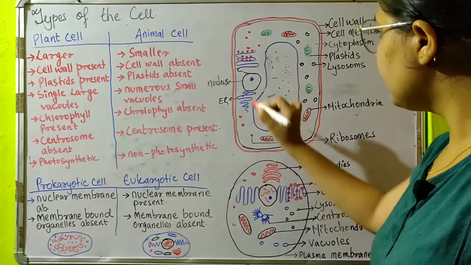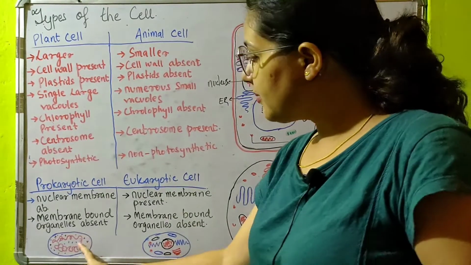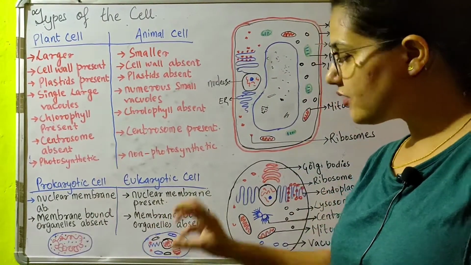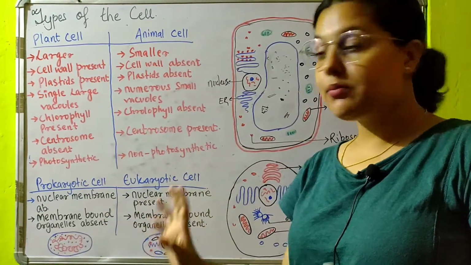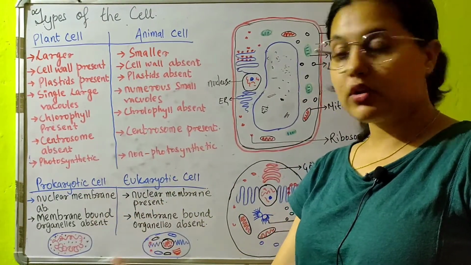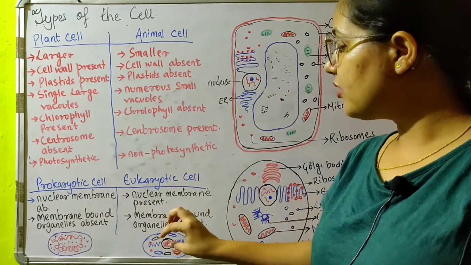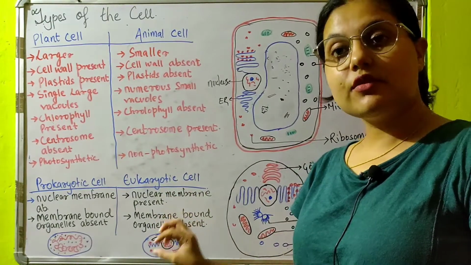There is genetic material inside the nucleus, right? See, here the genetic material is scattered all around the cell, right? But here it is concentrated at the center, isn't it? That is the main key difference. Because there is no nuclear membrane, genetic material is scattered all around the cell, but the genetic material is concentrated at the center because of the presence of the nuclear membrane.